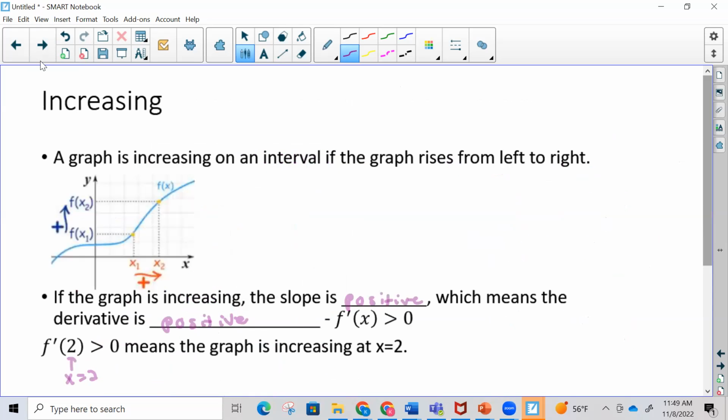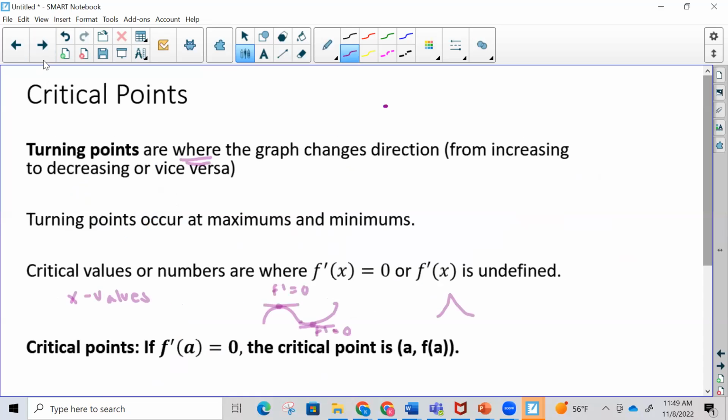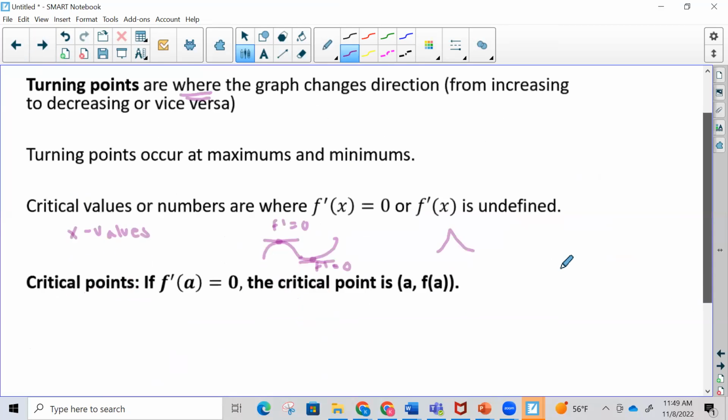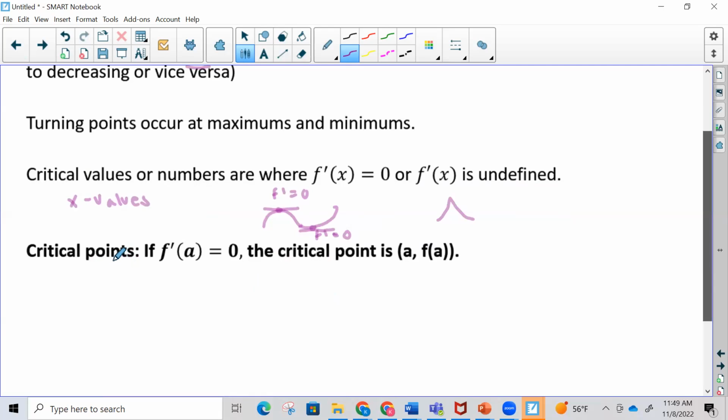Because that's at those turning points, the max or the min, and that's where the derivative is 0. Now, if they ask for a critical point, then they actually want the coordinates of the point. So the derivative at that point, again, this is my x value, is 0. And then you'd have to find the y value.